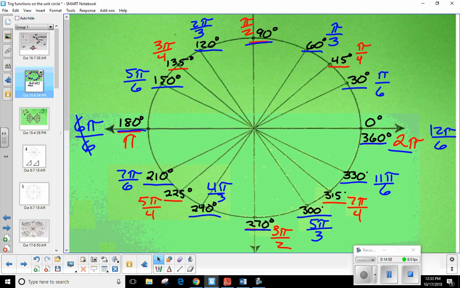Okay. We'll pick it up again tomorrow because we've almost got the full unit circle. All we need now are to find the coordinates of all these points. And I've got shortcuts to help you with that as well. Very easy. Okay. So we'll go ahead and stop there.